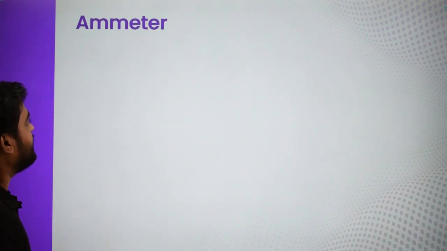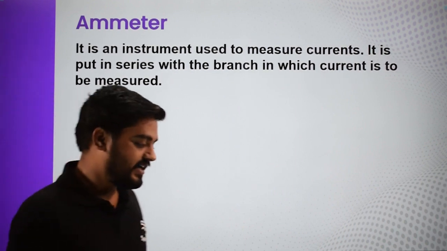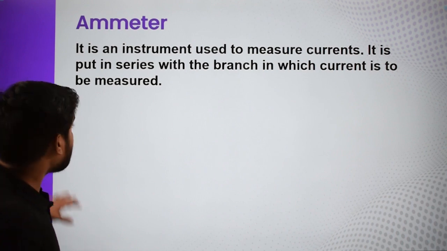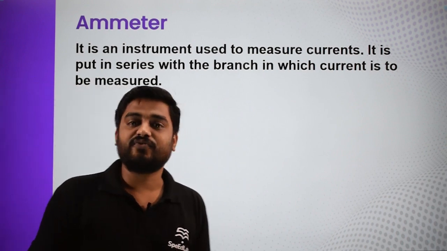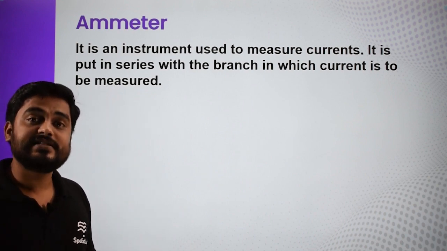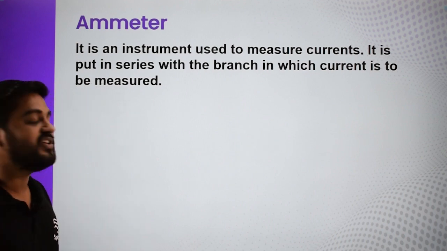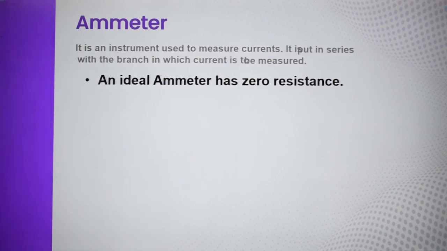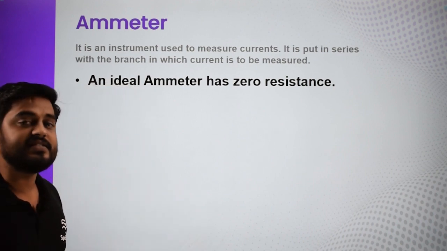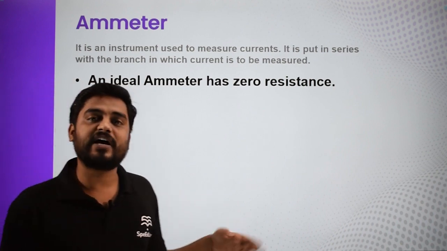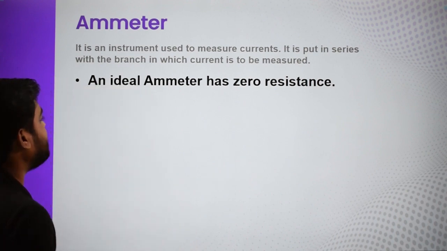First is the ammeter. So, what is an ammeter? It is an instrument used to measure the current, and it has to be put in series with the branch in which the current is to be measured. It has to be part of the branch in which you are measuring the current. Now, an ideal ammeter has zero resistance, because if it does not have zero resistance, then the resistance of the branch will change, and eventually the entire current value in the circuit will change.